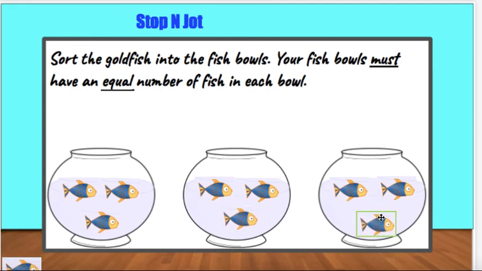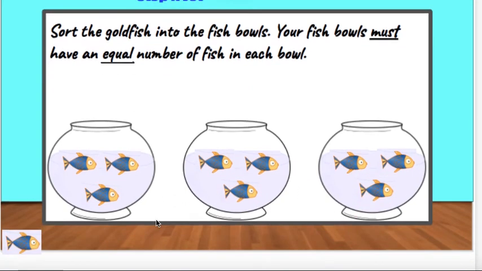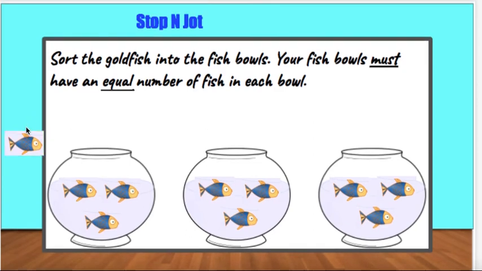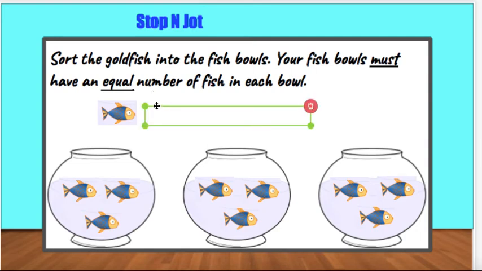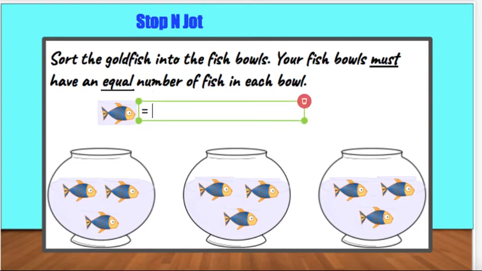It's kind of like a pattern. And we are going to continue doing this until we run out of fish, or until we try to put one fish in a bowl and our groups are unequal. As you can see, this last fish makes my groups unequal. So this last fish is going to be called, it starts with an R. It's what's left over. Do you remember? If you said remainder, you are absolutely correct.